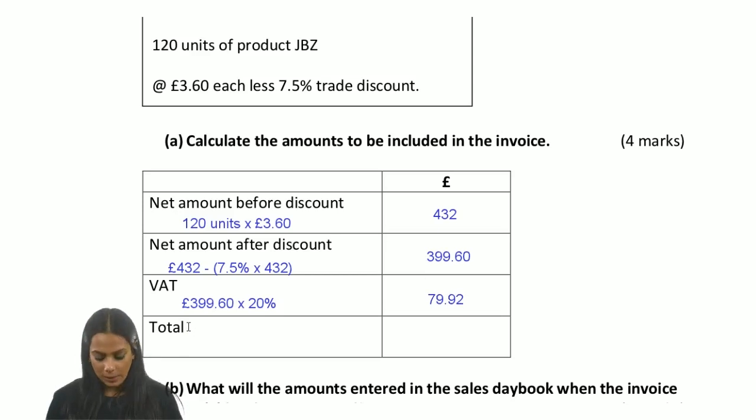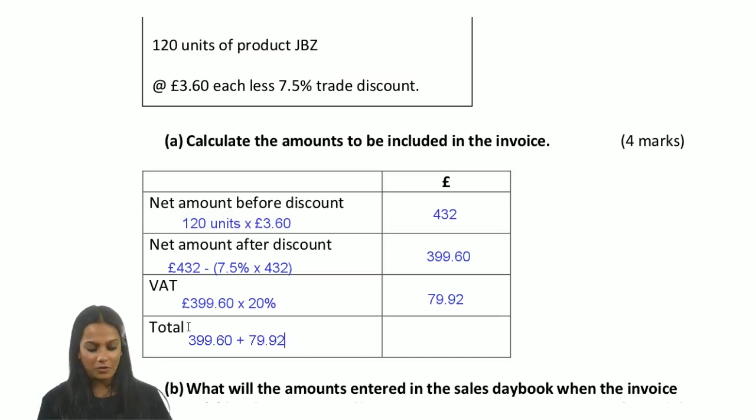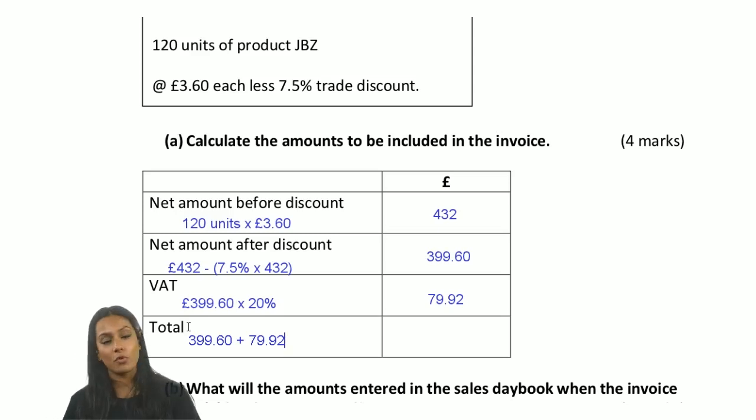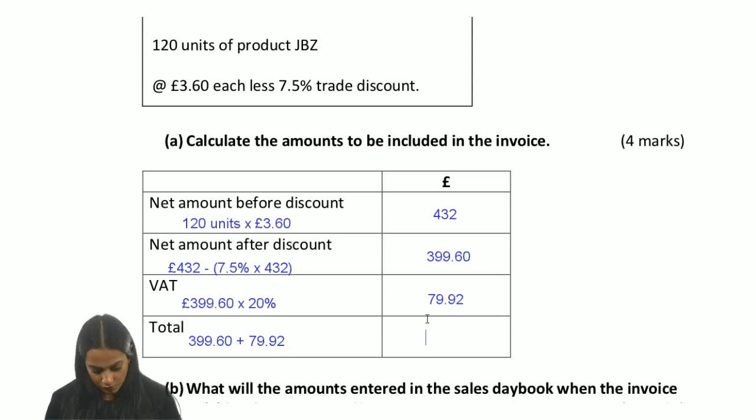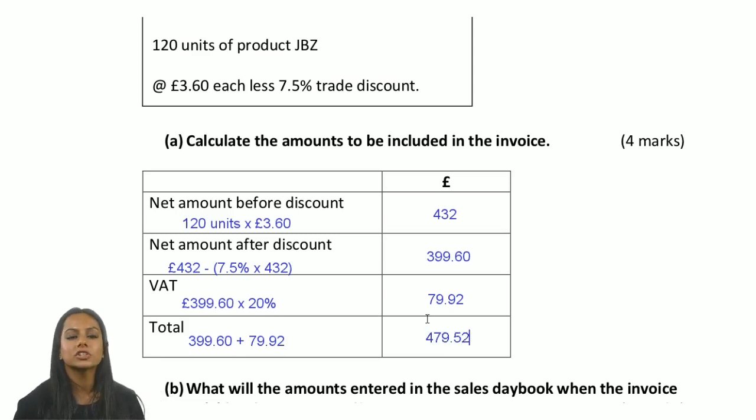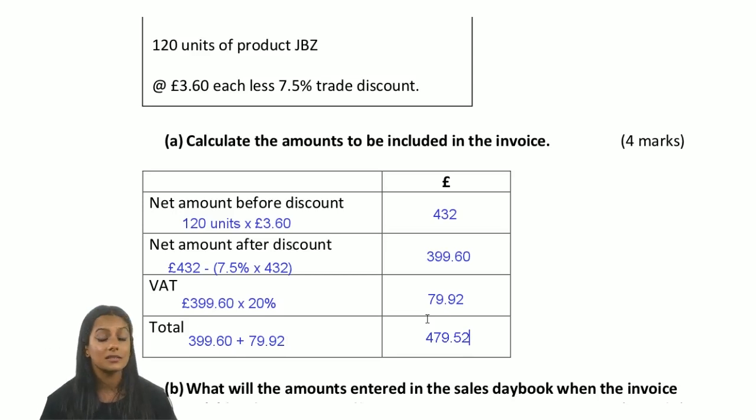So the total due will simply be £399.60 plus the VAT amount of £79.92. So if we type that on the calculator, £399.60 plus £79.92, I'm getting £479.52. 479.52. There we go. I'm typing it slowly just to make sure that I don't make any mistakes. My task is to get the correct answer so I can gain as many marks as possible. That's what I'm here to do, to pass this assessment.